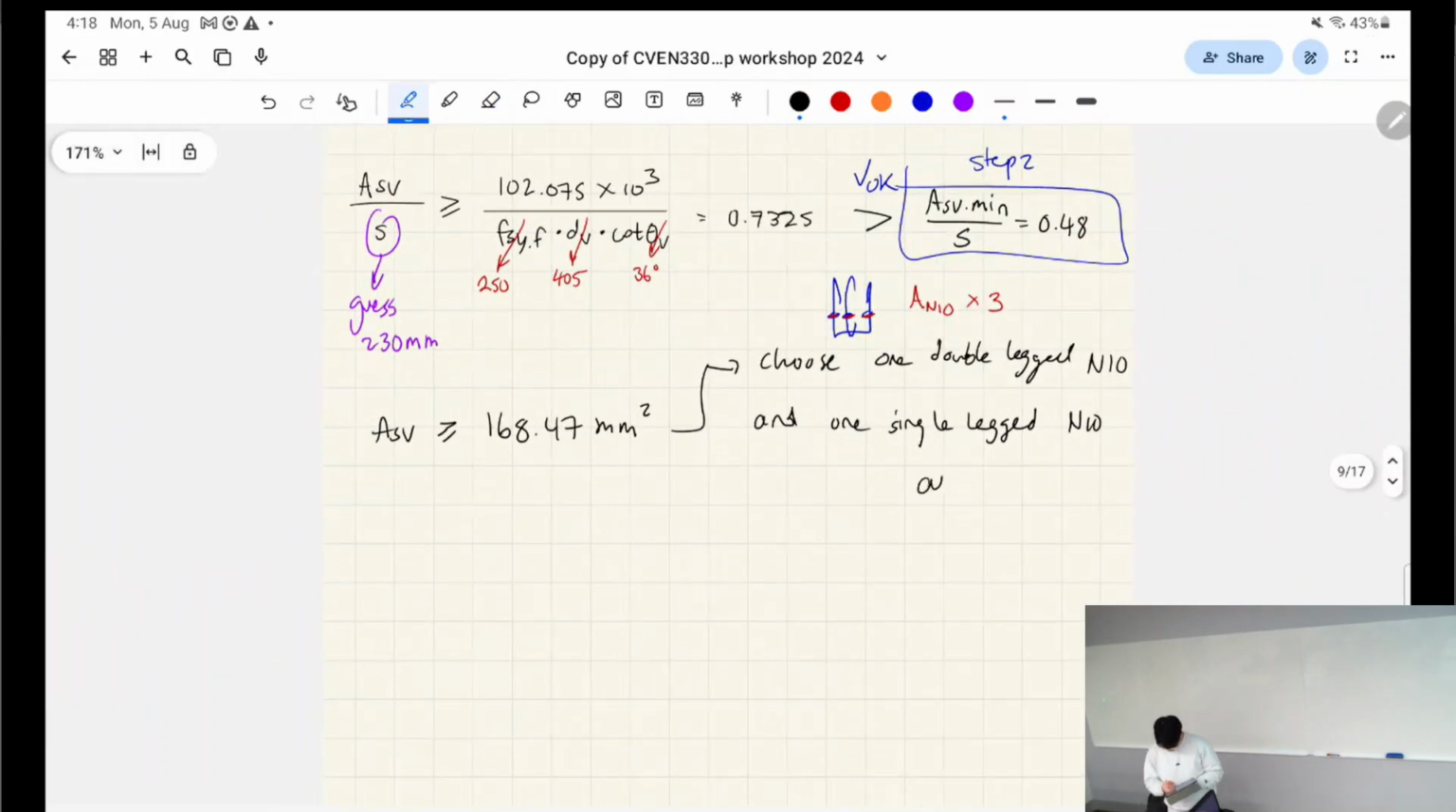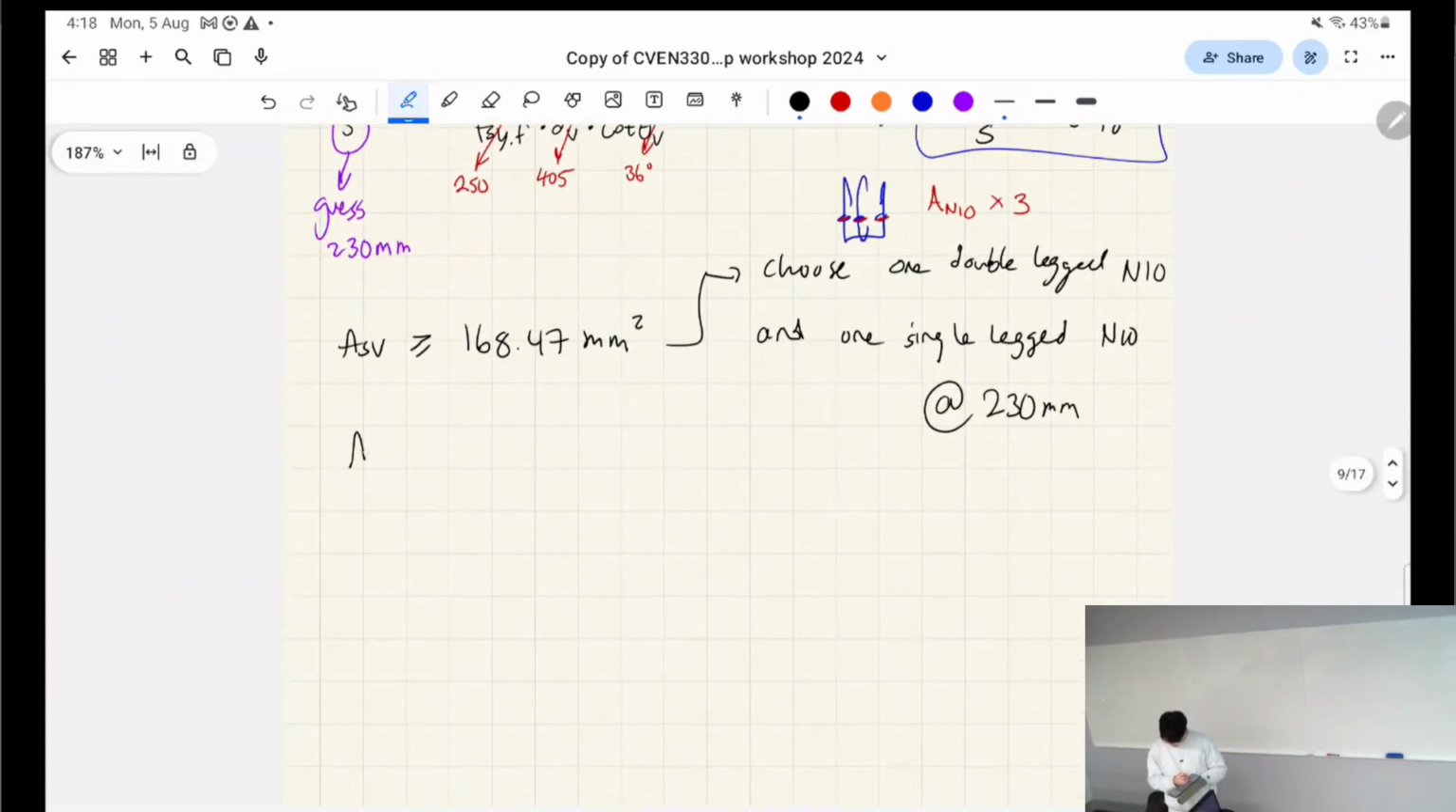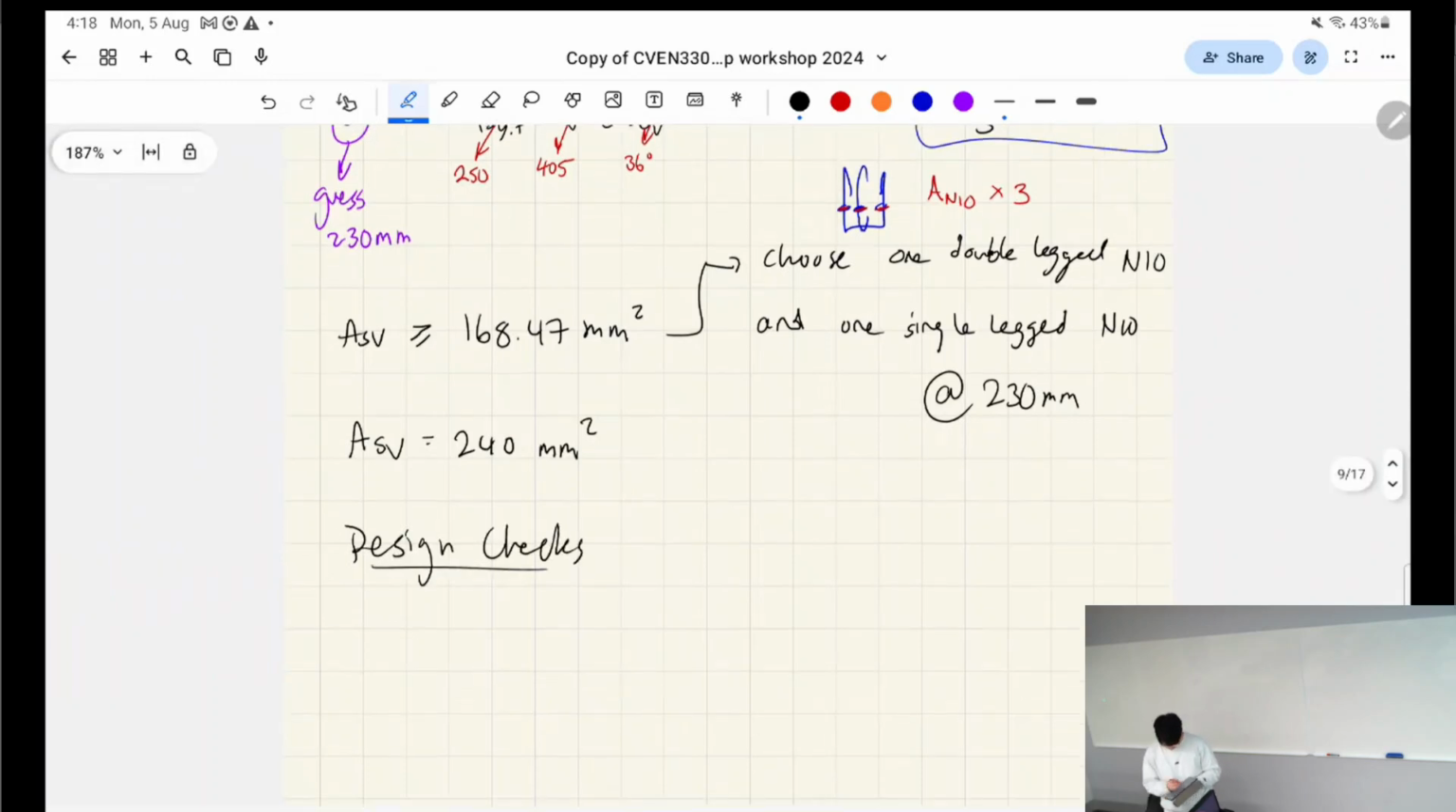So just remember that spacing is 230 mil, we'll assume, and we'll just do all our design checks. ASV, when we consider this, it's 3 times the N10, which is going to be 240 millimeters squared. And now we have to do all our design checks. There's a bunch. You ready? Okay, the first one's a max spacing check. This is big S dash.